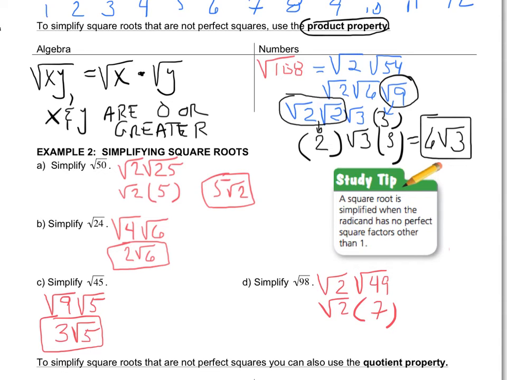Just like with our variables, we're going to put that whole number 7 out in front. A couple of reasons. If I put it in the back, it might be confusing. If I don't write it correctly, it might look like the square root of 27. So 7 square roots of 2.